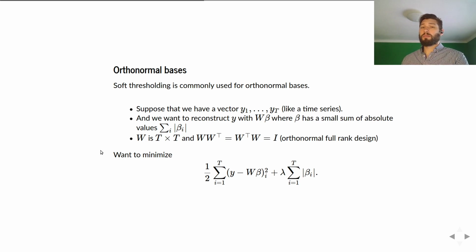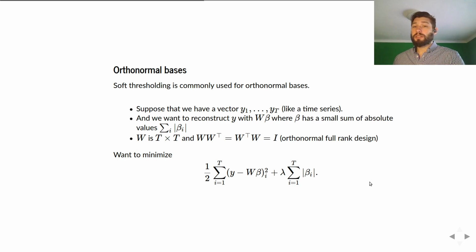So this happens with wavelet bases in finite dimensions for orthonormal wavelets, and we are going to assume also that it's orthonormal, which in this case, because it's T by T, means that W times W transpose is equal to W transpose W, which is equal to I. And so we're going to treat this like a linear model, where y is reconstructed with W beta, where W is taking the place of the design matrix, but it's a special linear model in the sense that it's orthonormal. It's not just orthogonal, but orthonormal, and it's a full rank design.